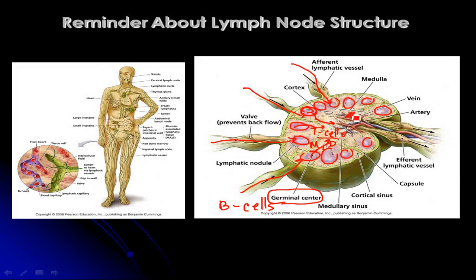And then if they get activated and become plasma cells, they kind of hang out down in here, and they start cranking out lots and lots of antibodies. And then those antibodies can get into the lymph fluid that's leaving the lymph node and will ultimately get dumped back into the bloodstream.